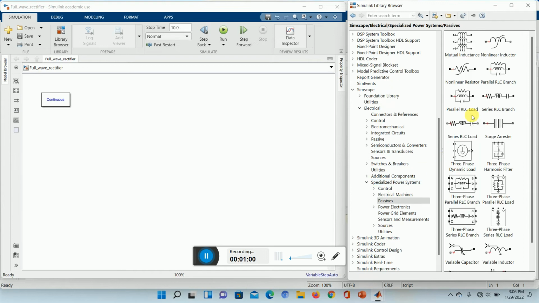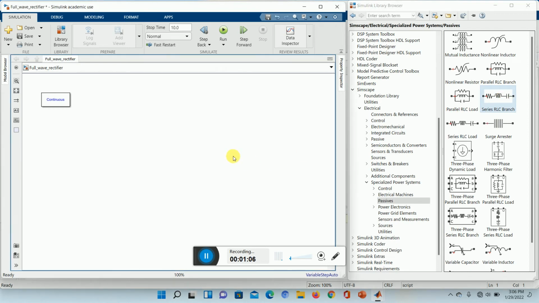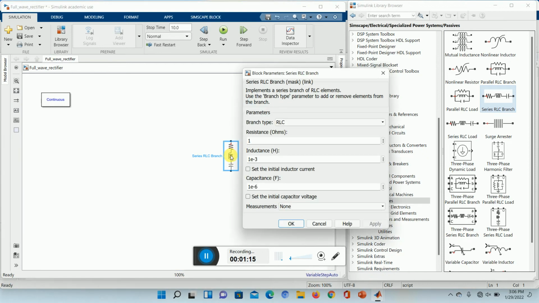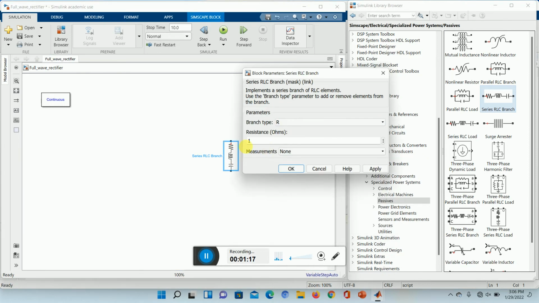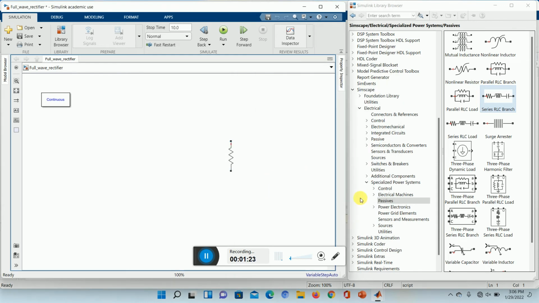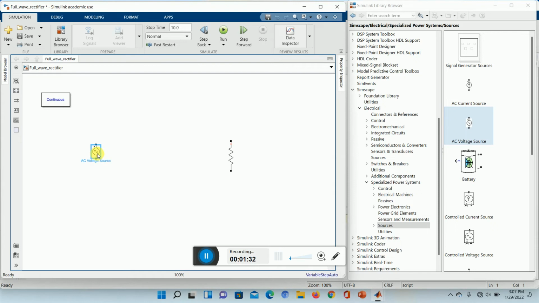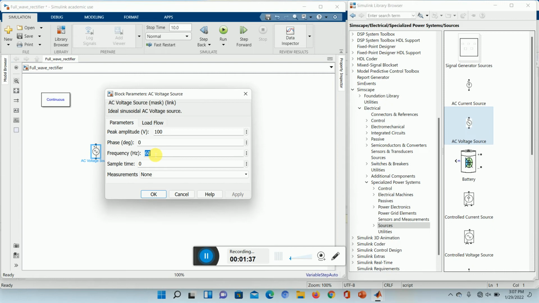Passive elements, RLC load branch, controller. Like this. Let's keep it simple. 10 ohms. Then we have a source. Voltage source. 100 volt, 50 hertz.